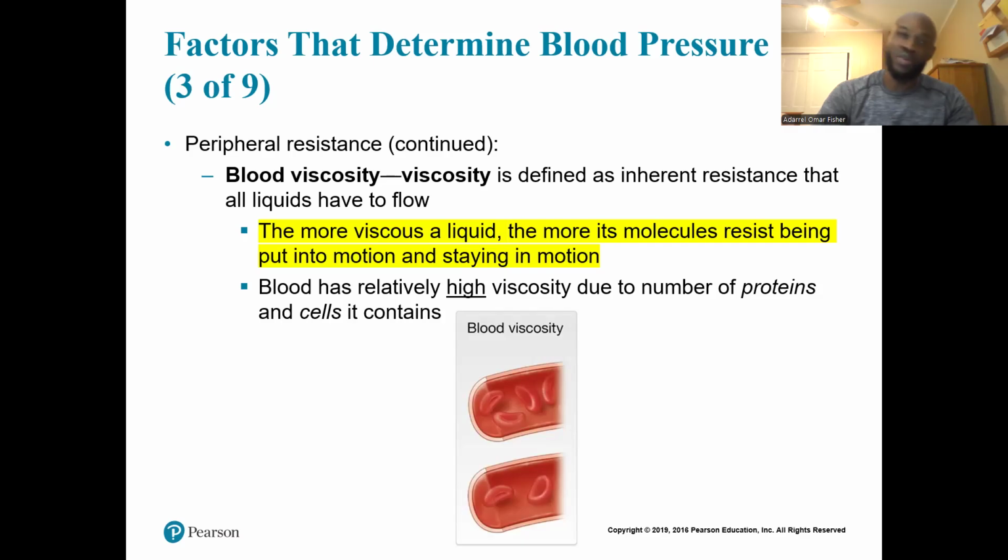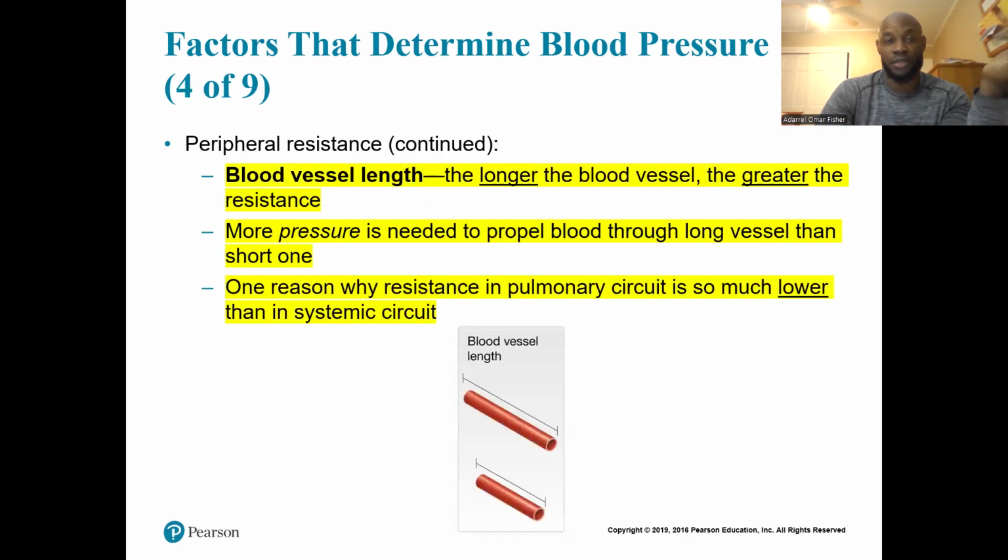Think of pumping, if you were pumping water versus pumping syrup, it would be much different, right? That makes sense. The more viscous a liquid is, the more it resists being put into motion. Blood has a relatively high viscosity because it has proteins in the blood. Think of the plasma in the blood. It also has red blood cells, but also, we have protein in the blood plasma. So it has a high viscosity due to the amount of protein that is contained. So it has some resistance to flow. It's going to increase blood pressure.